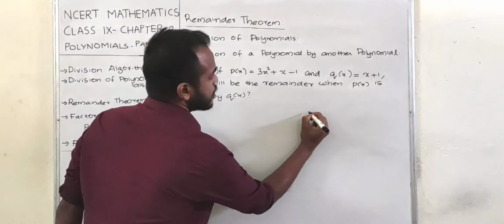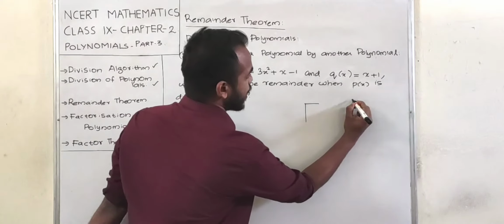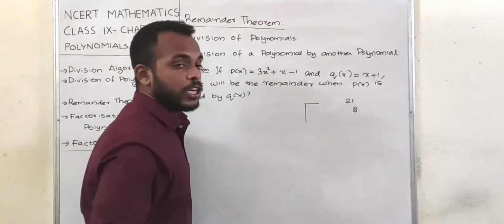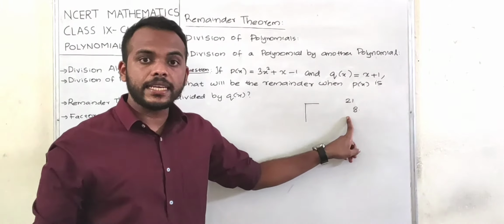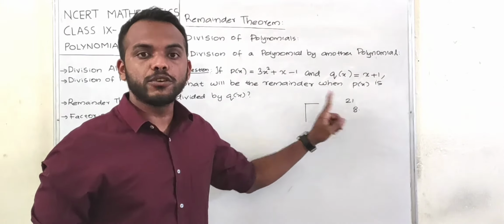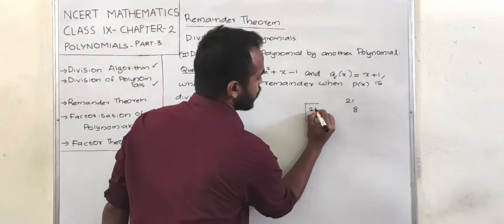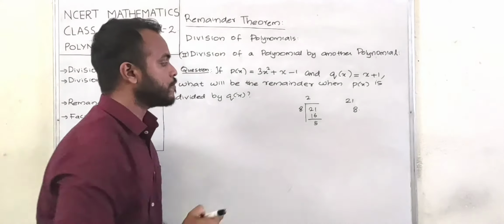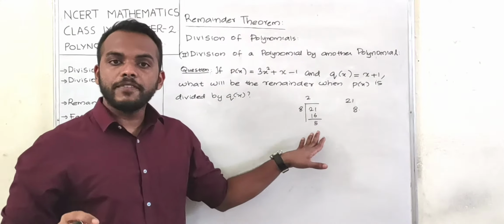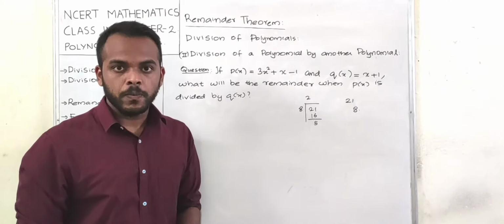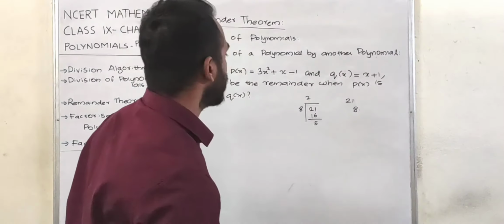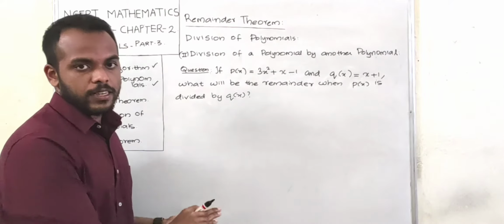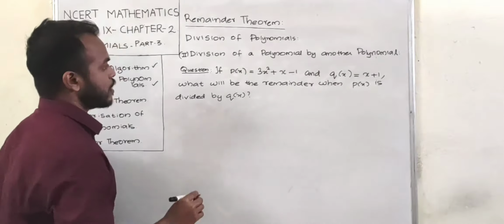Let's track it down. Just like this, if you are given a number 21 and another number 8, and you are asked to divide 21 by 8 and find the remainder, how will you do this? 21 by 8, how many times? 2. So 5. What's the remainder? 5. You need to do the very same process. That's all. Now, I think you have already learned the division of polynomials. If not, just listen very carefully. I'm going to demonstrate the same for you.